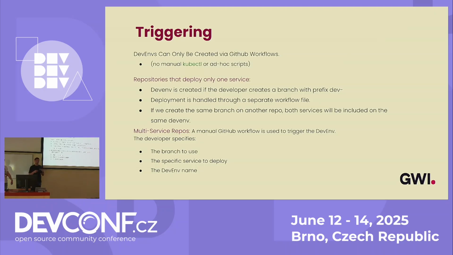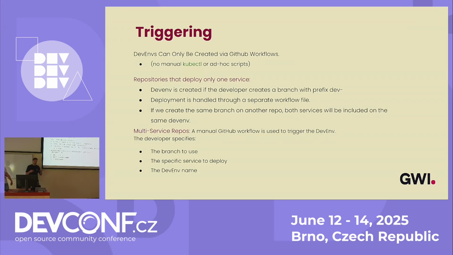We have one case with repositories that deploy only one service, and to cover this case, we added a separate workflow that is triggered when the branch we work on starts with dev-something. So if you commit something there, instead of having a normal deployment, you are going to deploy this service on a new namespace as a development environment, and the name of the namespace will be the same as the branch name. And if you do the same on another repo, this means that both services will be deployed on the same namespace and will be included in the same development environment.